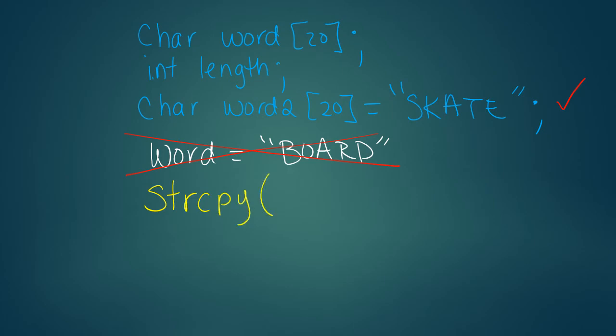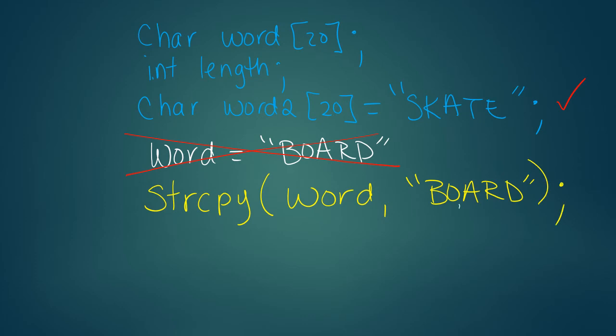strcpy into your destination, which is word, the word board. I know it seems like a big deal, but it's really not, and that is C standard. This is the destination, this is the source. This is the same thing as saying word equals board. You just need to use a string copy function. You can also string copy from one string into another.